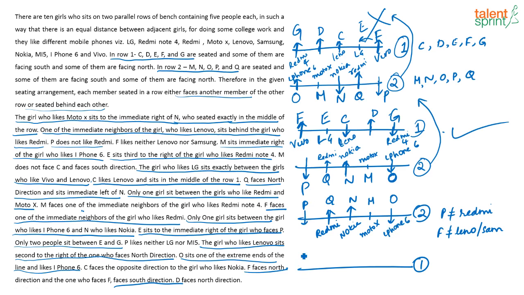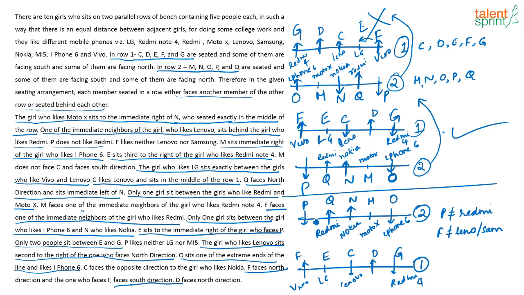iPhone 6. So here you will have F, E, C, D and G. So this is Redmi Note 4. This is Lenovo, LG and Vivo. Okay, so this is going to be my correct arrangement now. I have P, Q, N, M, O. Redmi, Nokia, Moto X, iPhone 6. Here I have Vivo, LG, Lenovo, Redmi Note 4 and I have F, E, C, D, G.